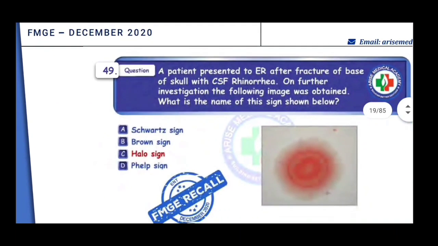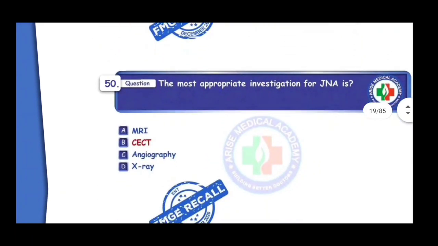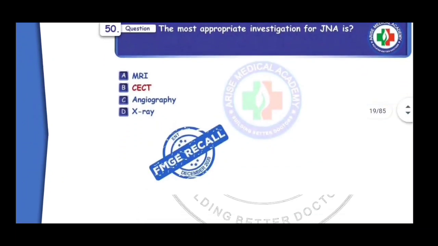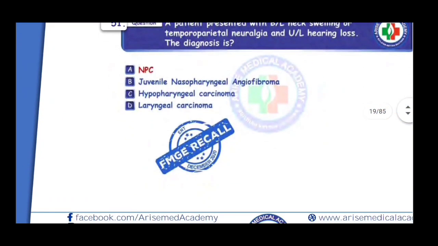A patient presents to the ER after a fracture of the base of the skull with CSF rhinorrhea. On further investigation, the following image was obtained. What is the name of this sign? So this is the halo sign. The most appropriate investigation for JNA is CECT. A patient presented with bilateral neck swelling, temporoparietal neuralgia and unilateral hearing loss. The diagnosis is NPC, nasopharyngeal carcinoma.